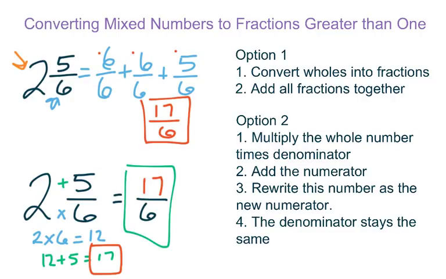Notice this multiplication piece is pretty much the same as this part here, because I'm adding 6 plus 6. That's the same as 6 times 2. So either way, you're pretty much following those same steps. All right, so that is when we're converting our mixed numbers to fractions greater than 1.